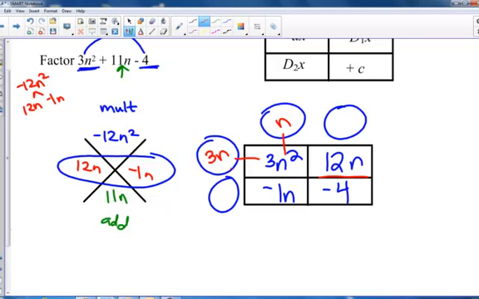If this is 3n, this is going to have to be 4, because 3n times 4 is 12n. If this is 4, this is a negative 4, so negative 1 is going to have to be on the outside over here, and negative 1 times n gives me my negative 1n. Well, this is my factored form. Right here, n plus 4, and right here, 3n minus 1.